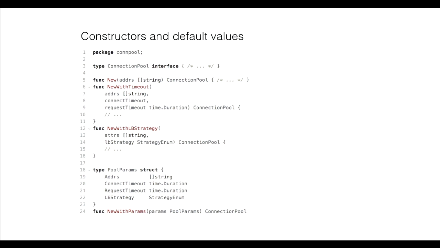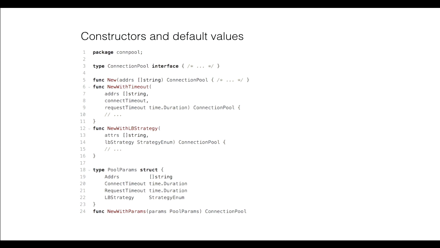A similar setup is actually with constructors when you're creating these objects. Originally you start with something like this. Let's take a hypothetical connection pool library. Originally you just create a simple one. You've got a single constructor. You take a list of addresses and it'll round robin between them.